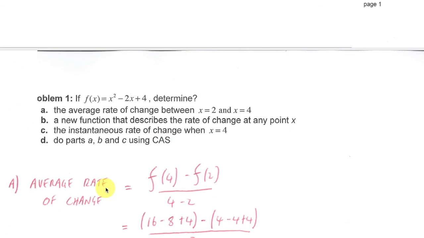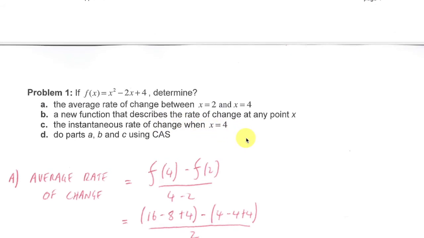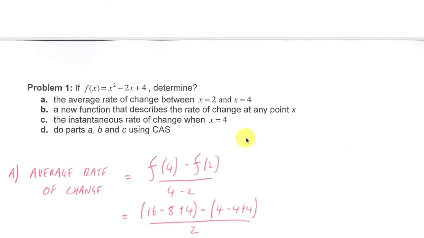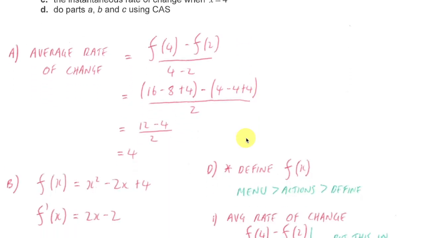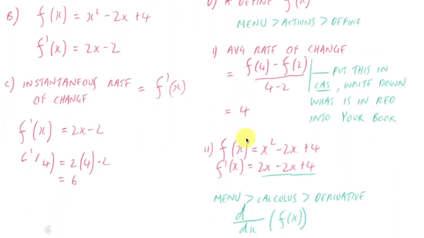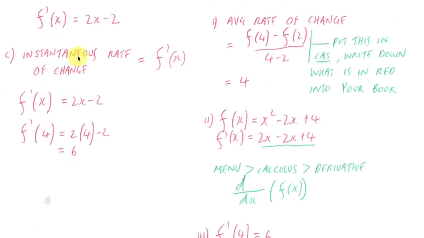And for C, we need to work out the instantaneous rate of change when x is equal to 4. So obviously we're going to be involving the derivative function. Whenever we hear instantaneous rate of change, you're talking about a tangent line or the derivative function. So the instantaneous rate of change is simply going to be the derivative. So here's our derivative, and now substitute x equaling 4 into that derivative and we'll get 6. So the steepness of the curve at x equaling 4 is 6.